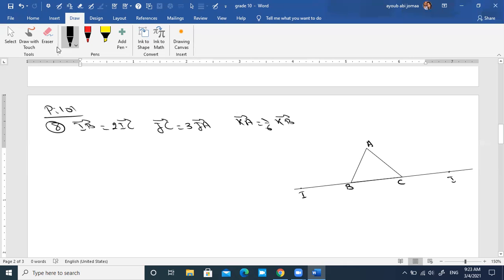IB is equal to 2IC. It's clear. Do I have to guess? And when you have to draw, do I have to guess? How would I explain that I should be here?